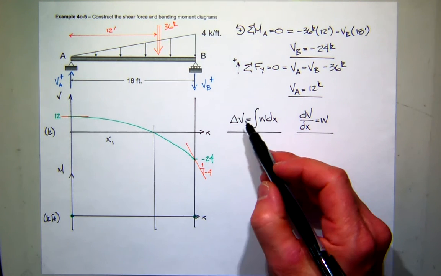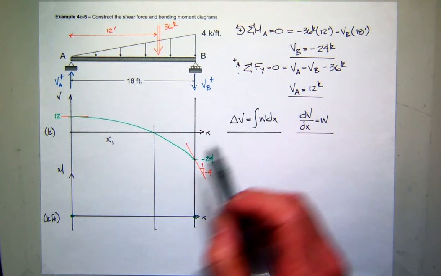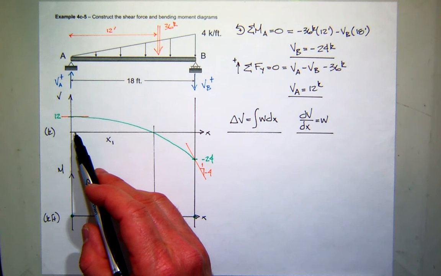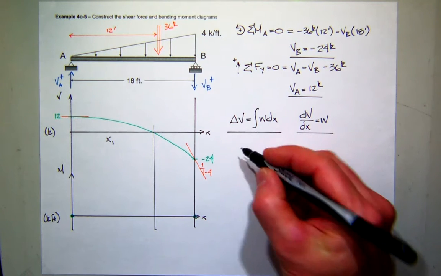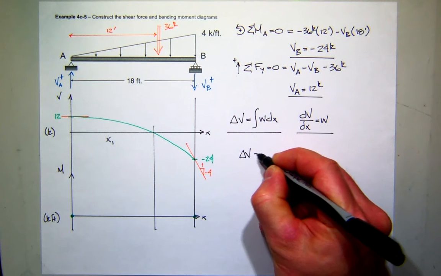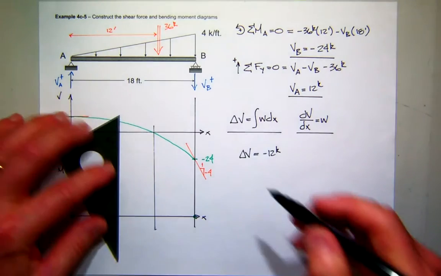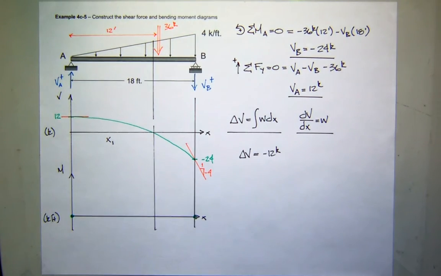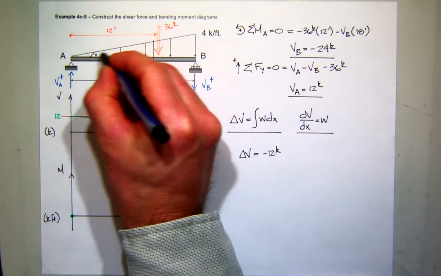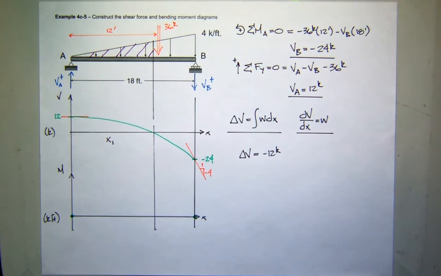Well, remember, the change in shear is equal to the area in the load diagram. What's the change in shear from A to this point? Yeah, so the change in shear should be negative 12 kips, right? And if I extend that point up, you can see what the area under the load curve would be for that segment. What would be the area under the load curve?